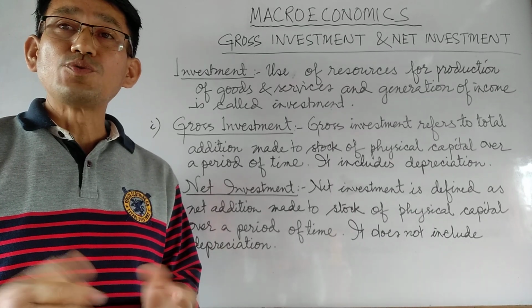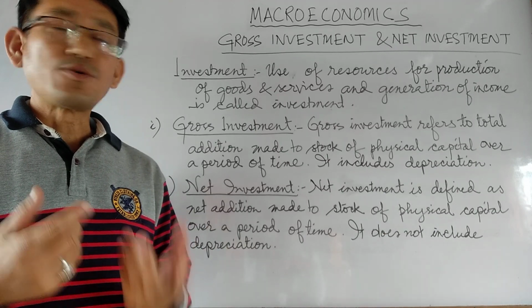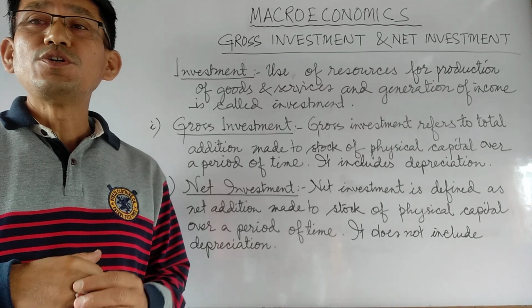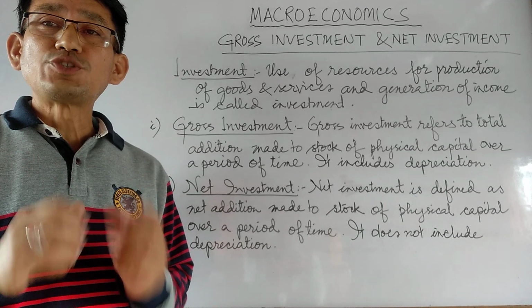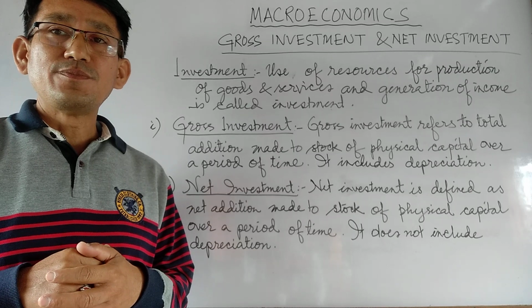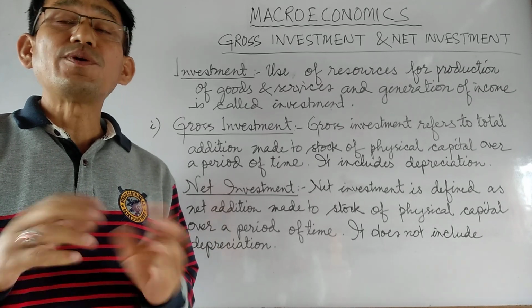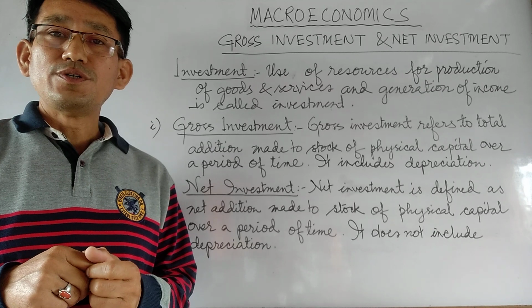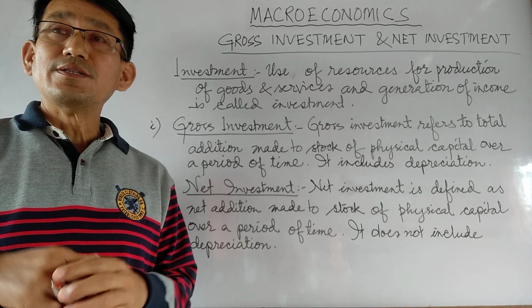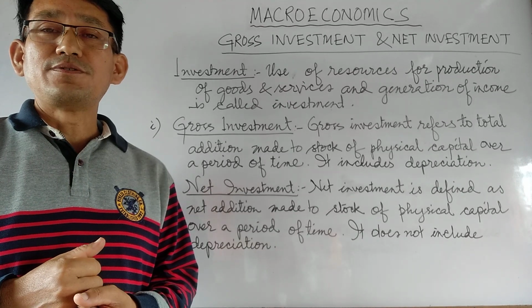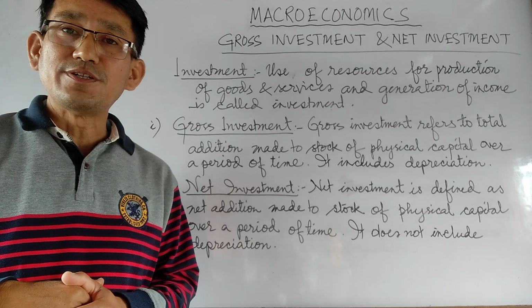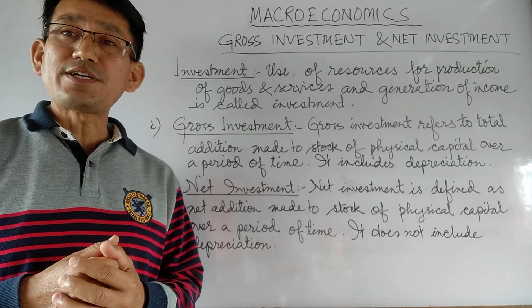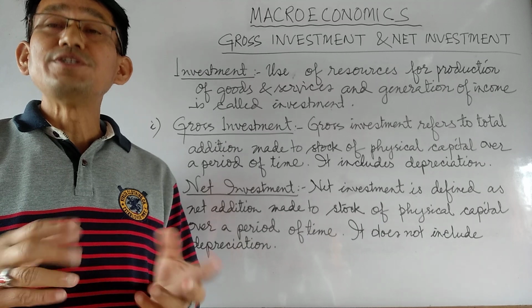Investment may be of two types. So what are those? Gross investment and net investment. So what is gross investment? Gross investment refers to the total addition made to the stock of physical capital over a period of time. It includes depreciation. So what is depreciation? Depreciation is the loss of value, may not be in terms of money, but the loss of value of some capital stock, for example a machine. A machine goes through wear and tear, so it reduces its capacity of production. So it is called depreciation.